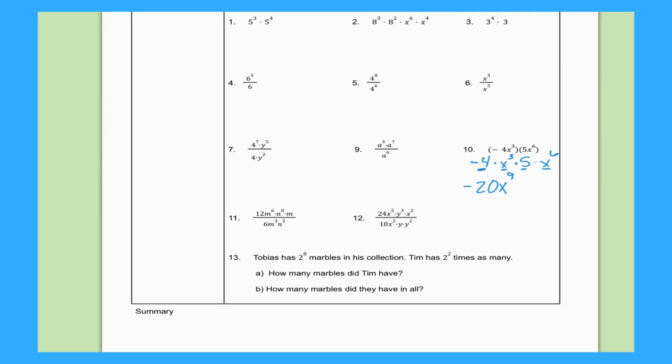Okay, so what we did is, again, because these are not the same base, negative 4 is one base and 5 is the other base, we can't use exponent rules, so instead, we just multiply like normal. Negative 4 times 5 is negative 20. So exponent rules are only for exponents, not for regular numbers. Same is going to be true when we're doing 11 and 12 and we're dividing.